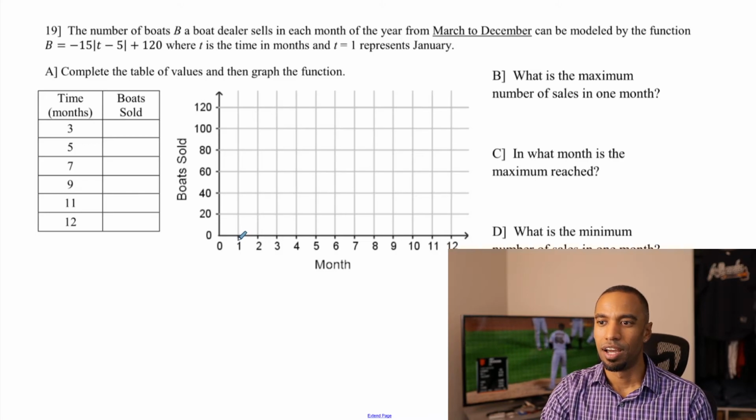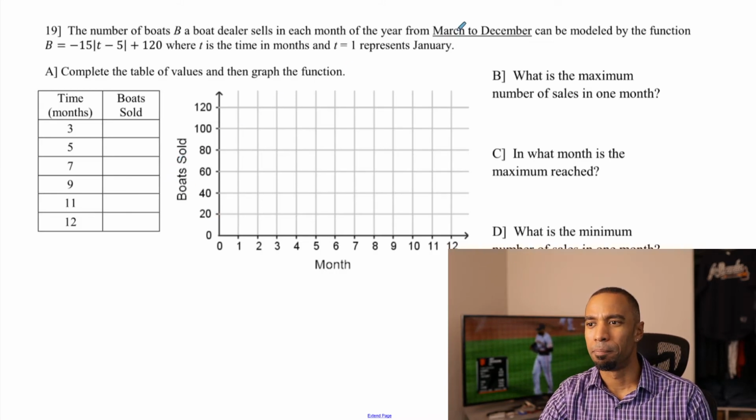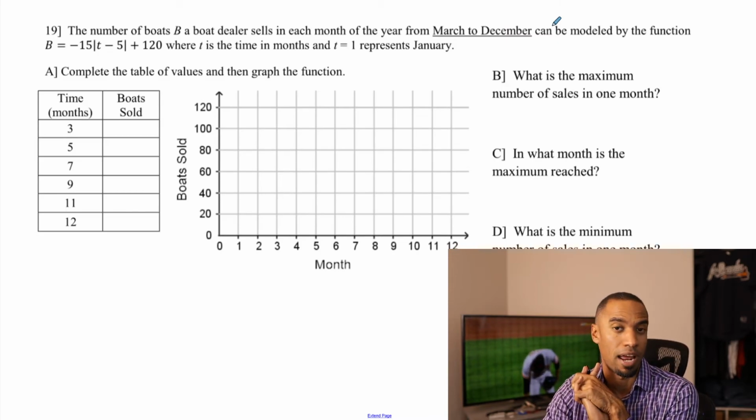If this is January, February, March, so that's December. I guess 0 is also December, like that. We'll see what they want from March to December later. Basically, I think they're going to limit our domain.